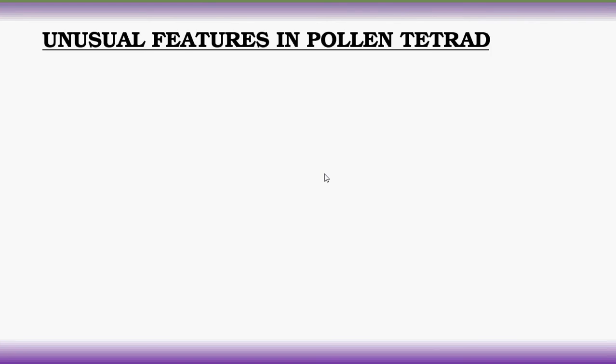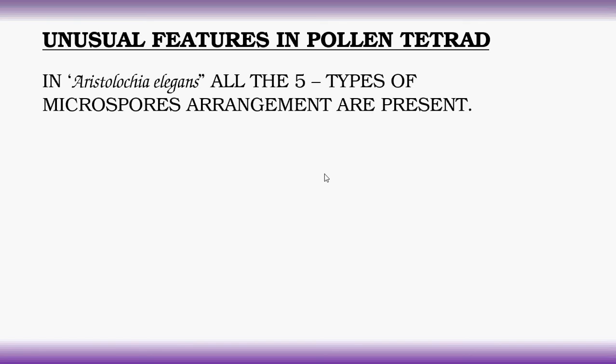Unusual features in pollen tetrads. In Aristolochia elegans, all the 5 types of microspore arrangement are present. All 5 types means in this Aristolochia elegans we can find tetrahedral, isobilateral, linear, T-shaped, decussate. All 5 types are present. It is one unusual feature in this plant.